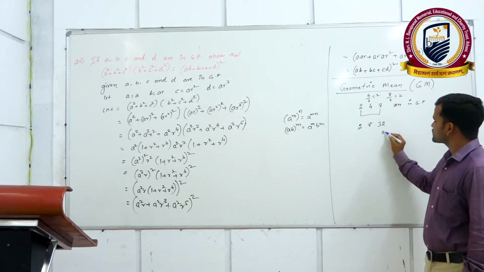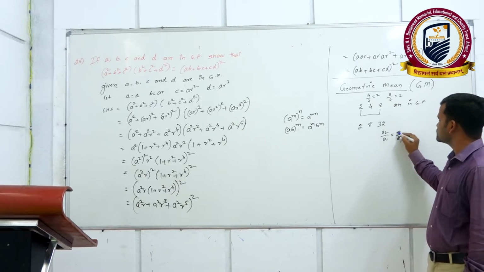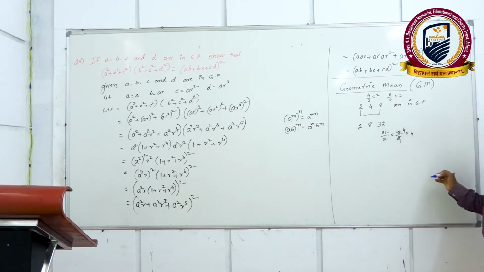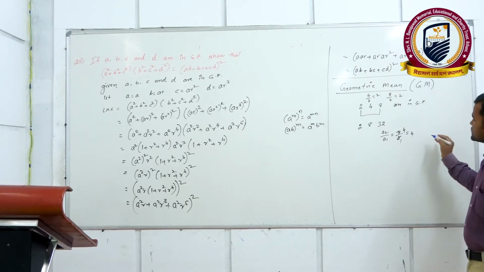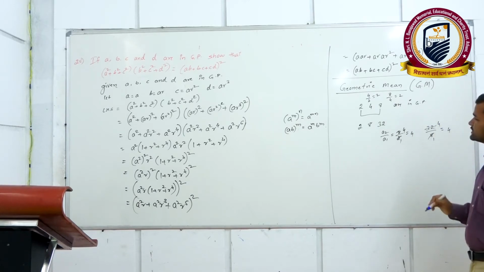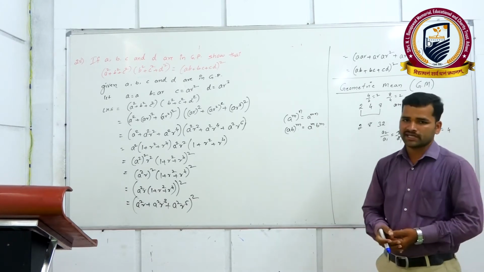The ratio between the first two terms, that is a2/a1, is 8/2. 2 ones are 2, 2 fours are 8, so we are getting 4. Next, suppose we take the ratio between the second term and the third term, 32/8. 8 ones are 8, 8 fours are 32. Again we are getting the ratio between the second term and the third term as 4.